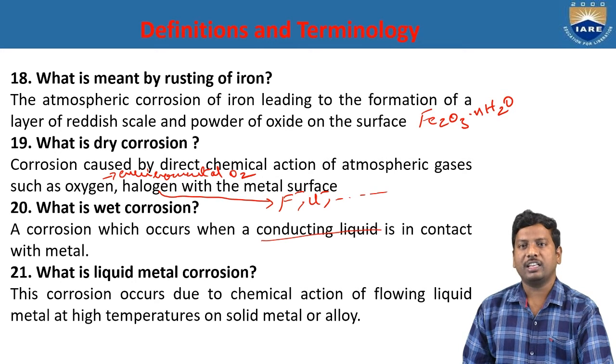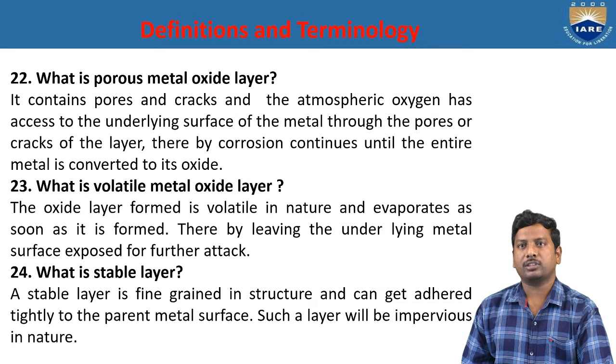Okay, next one, what is liquid metal corrosion? This is corrosion that occurs due to the chemical action of a flowing liquid metal at high temperatures on a solid metal or alloy. The best example of a liquid metal is mercury. What is a porous metal oxide layer? It contains pores and cracks, and the atmospheric oxygen has access to the underlying surface of the metal through the pores or cracks of the layer. Thereby corrosion continues until the entire metal is converted to its oxide.